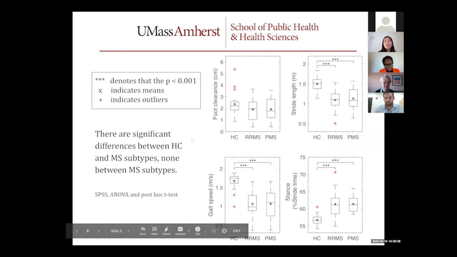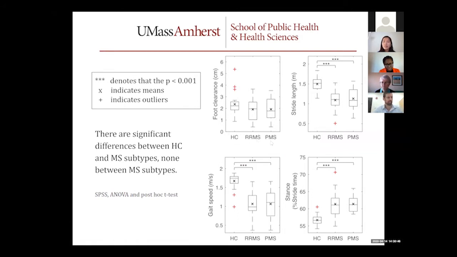Here are our results. If I could direct your attention to the box plots. On the x-axis, we have healthy controls, relapsing remitting, and progressive MS. On the y-axis, we have our gait parameters. And these brackets with the 3 stars indicate a significant difference in means. So in our results, we found that stride length, gait speed, and stance showed significant differences between healthy controls and MS. However, we did not find significant differences between the MS subtypes themselves.